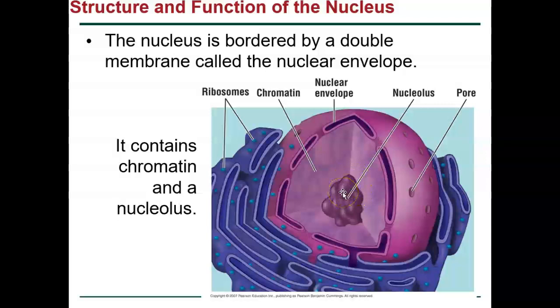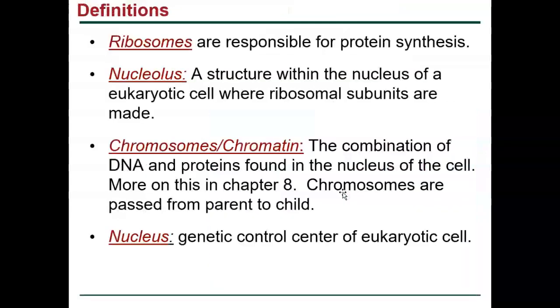So let's switch to this page. This is going to give you a bunch of definitions, and we'll probably stop here for our first video. So we've got ribosomes, they make proteins. The nucleolus is going to be that bunch of grapes in the middle of the nucleus, and that's where ribosomal subunits are made. Then we've got this word chromosomes, chromatin.